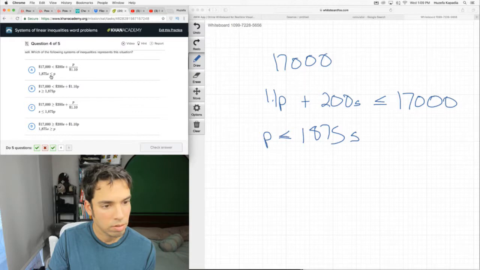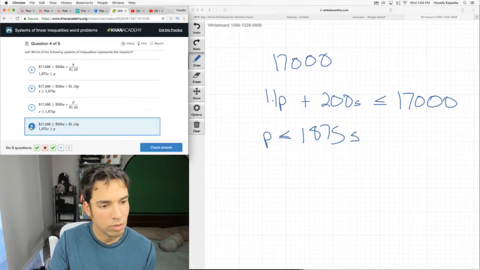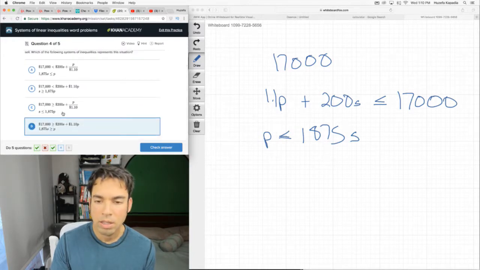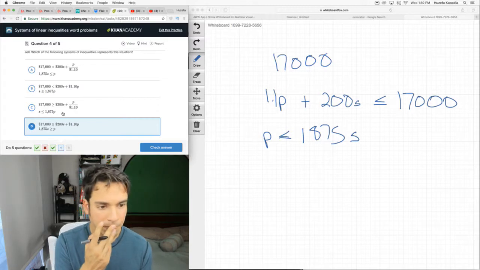P is great. Wait a minute. All of these are wrong. Only D is right, because D is the only one that has the second equation correct. So unless I'm reading this incorrectly, the amount of peanuts should be less than or equal to 1875 times S.